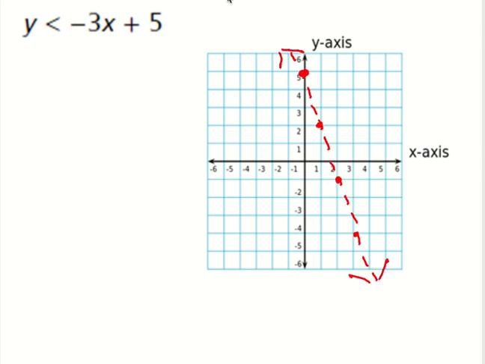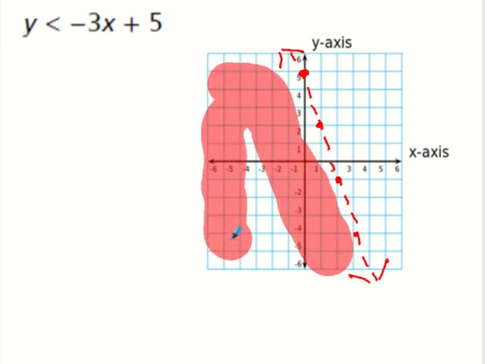Okay, so here's the inequality. So I started at positive 5, had a slope of negative 3, down 1 over 1, and I used a dashed line because there's no or equal to symbol. But I still haven't shaded yet. So now I'm going to work on the shading. And the shading, because y is less than, it's going to be below the line, which is going to be on this side.